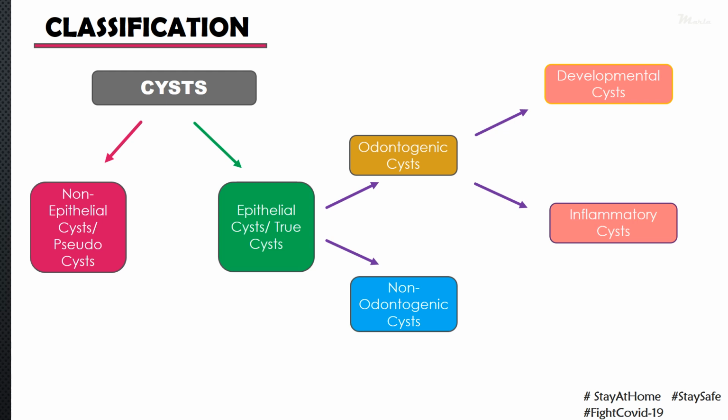Epithelial cysts, on the other hand, can be further classified into odontogenic cysts and non-odontogenic cysts. Based on the pathogenesis, odontogenic cysts are further classified under developmental cysts and inflammatory cysts. Previous week we had discussed in detail about radicular cyst, which is a common inflammatory odontogenic cyst. The topic that we are going to discuss today has been categorized under developmental cysts. So this provides us with a clue that the cysts are developmental in origin.